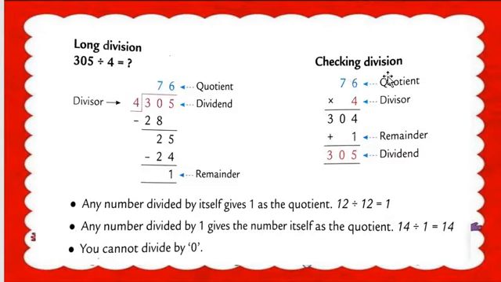So, checking the division. 76 is our answer. 76 multiplied by 4. So 6 fours are how many, all students? 24. 6 fours are 24. We write 4 here and 2 as a carry, and 4 sevens are 28. 28 plus 2, so how many? 30. So we write 30 here. Understood? So what answer do we get? 304. And how much remainder do we have here? 1. So we add the remainder: 304 plus 1 is 305. Understood? 4 plus 1 is equal to 5, 0 as it is, and 3 as it is.